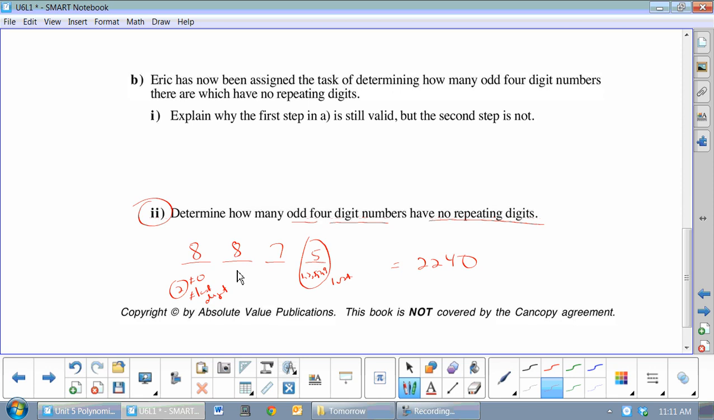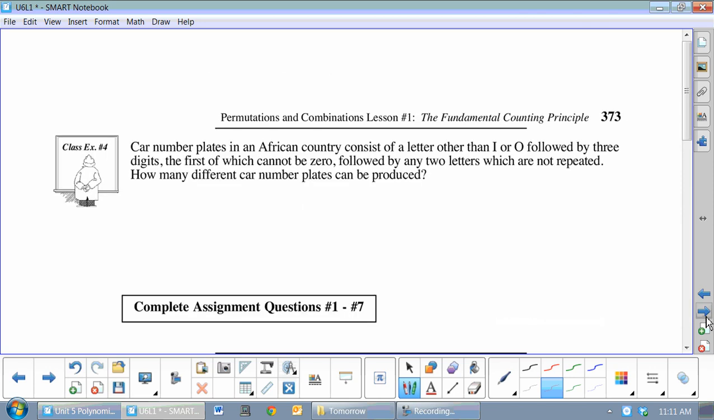Okay, so these are all going to be an exercise in, okay, slow down. Whoa, let me get all my information. And if you miss one little word, you will do it entirely different. Okay, so let's do this one. A car license plate in an African country consists of a letter other than I or O, followed by 3 digits. The first cannot be a 0, followed by any 2 letters which are not repeated. How many different car license plates could be produced?